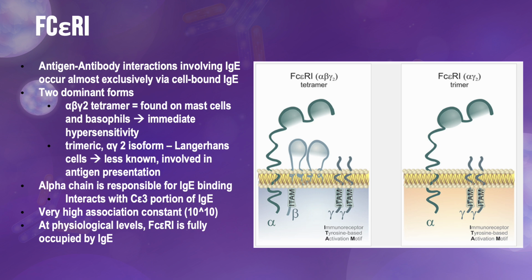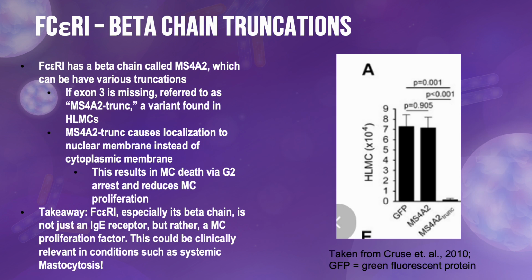So in the tetramer, the alpha chain is responsible for the IgE binding. So that's going to bind with that glycan-containing portion on the heavy chain. It has a very high association constant, and in most scenarios, this high-affinity receptor is going to be completely saturated by IgE. So they really like to associate with each other.